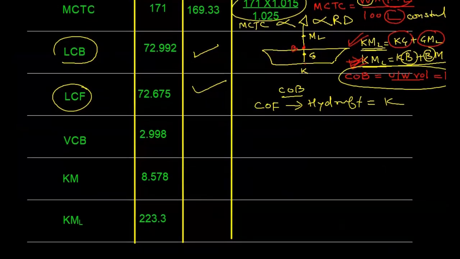Now let's move further. VCB, the vertical center of buoyancy, KB. KB is constant. This is also no change.